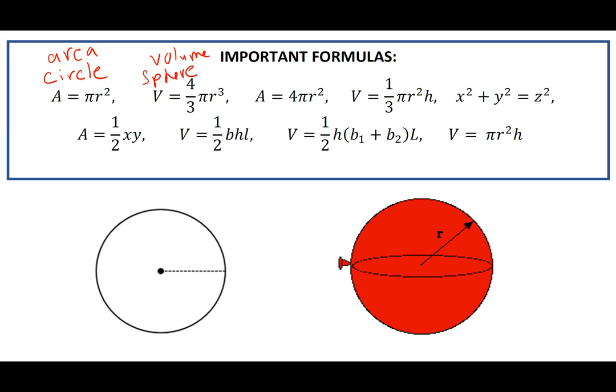And then if you take a look to the right, A = 4πr². That is the surface area of a sphere. So those are all important formulas that we're going to use today. Take a quick minute to look at those two formulas for the sphere. Look at the volume formula, then look at the surface area formula. Do you see a relationship between the two?